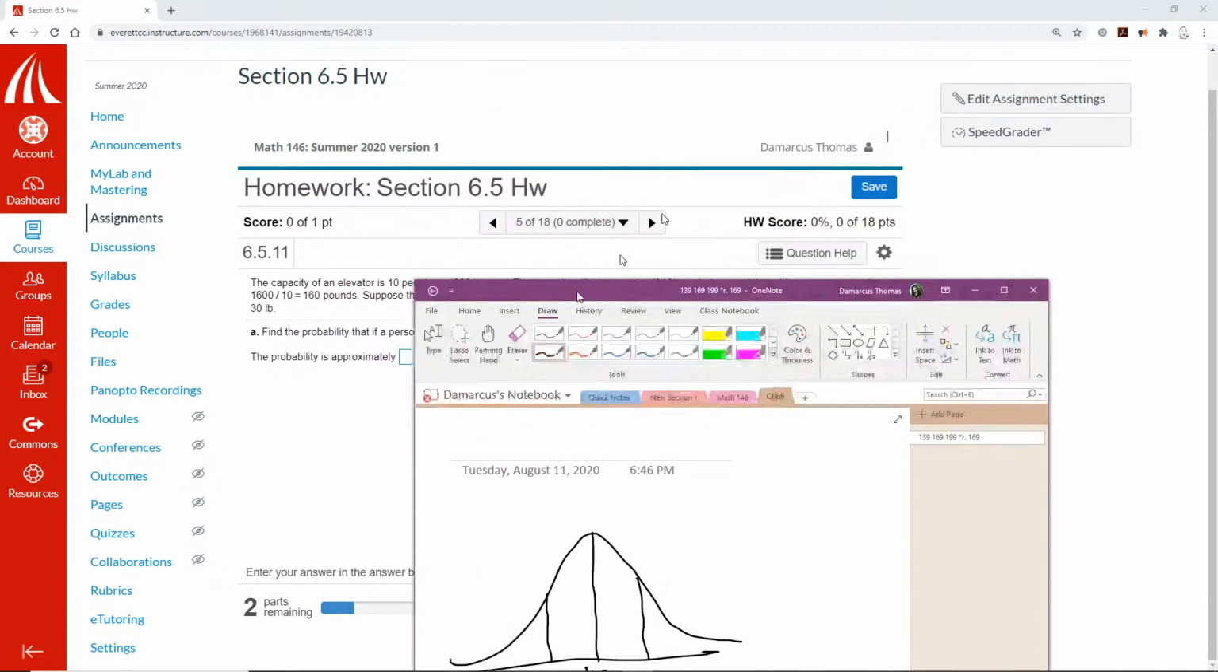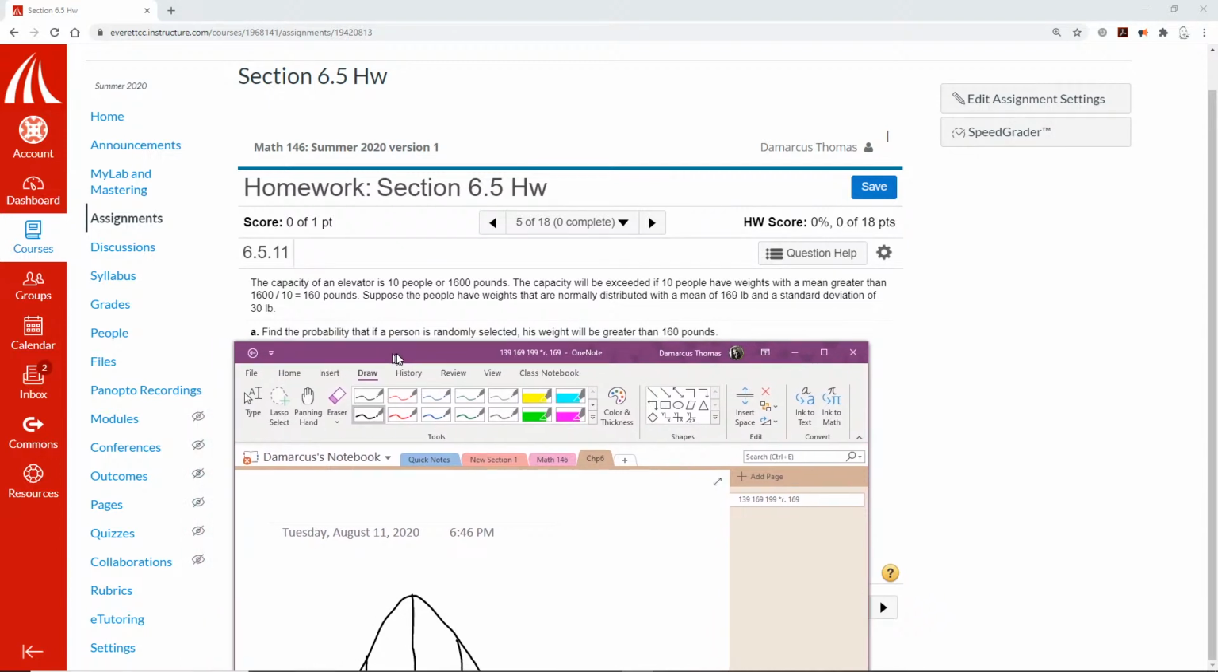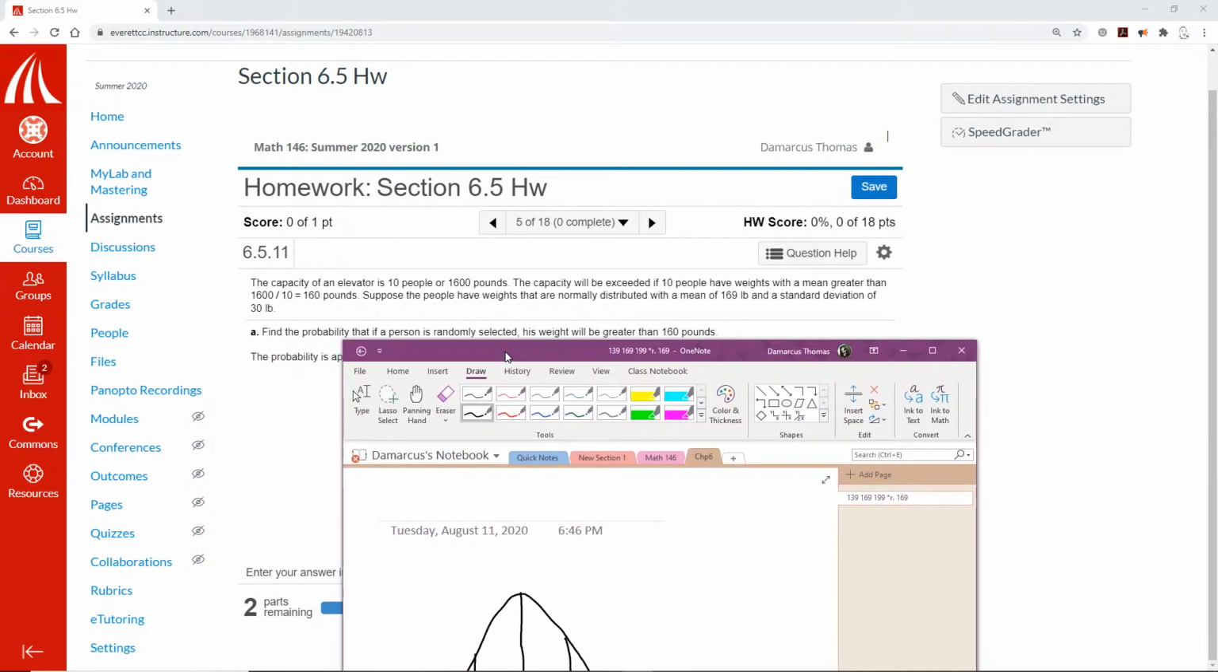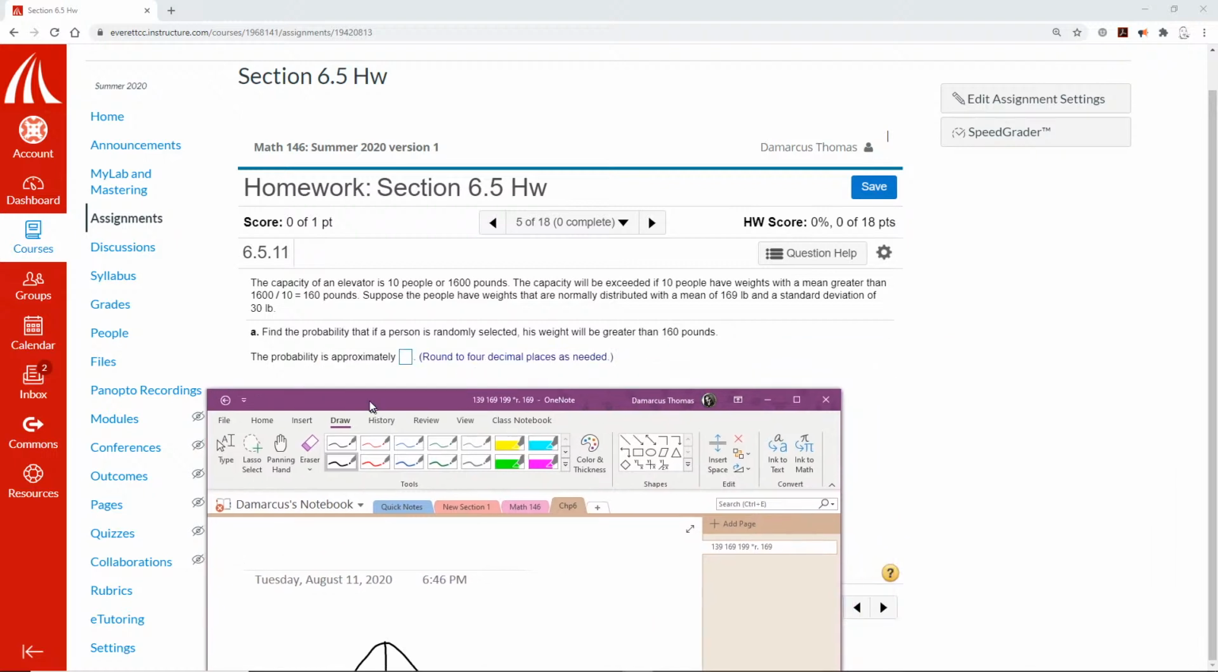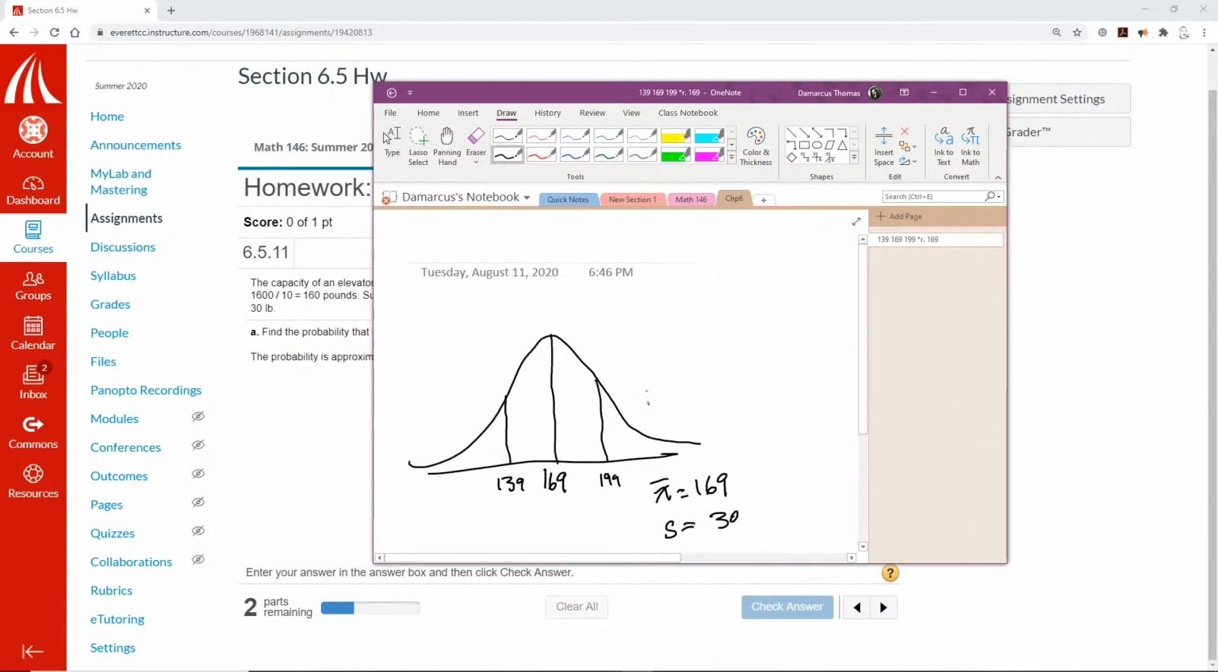Now, they said find the probability that if a person is randomly selected, his weight will be greater than 160. Well, that means we're going from 160 on up. From the mean up is 50%, and this is also 50% lower. So 160, if I had to take a wild guess, I know that it's a little bit more than 50%. I probably would guess about 52, 53%.